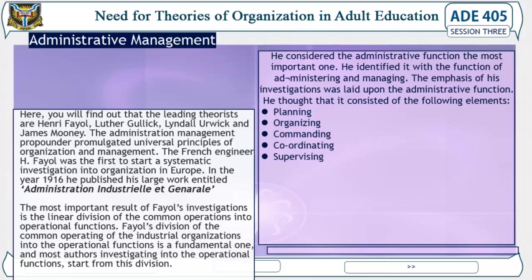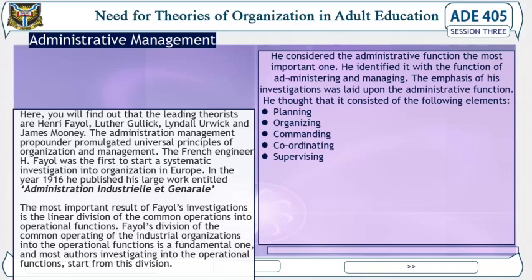The most important result of Fayol's investigations is the division of the common operations into operational functions. Fayol's division of the common operating of the industrial organizations into the operational functions is a fundamental one, and most authors investigating the operational functions start from this division. He considered the administrative function the most important one. He identified it with the function of administering and managing. The emphasis of his investigations was laid upon the administrative function.